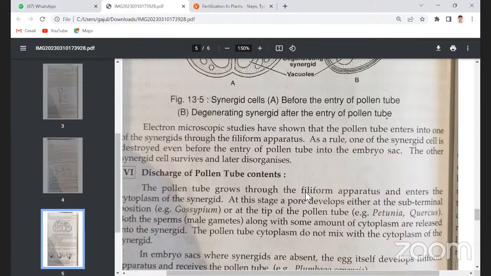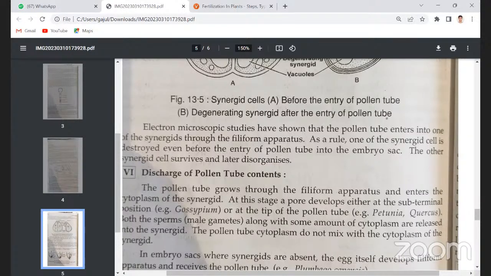Next, we will discuss discharge of pollen tube contents. Already we discussed the pollen tube; it consists of some contents. How is it discharged? The pollen tube grows through the filiform apparatus and enters the cytoplasm of the synergid.